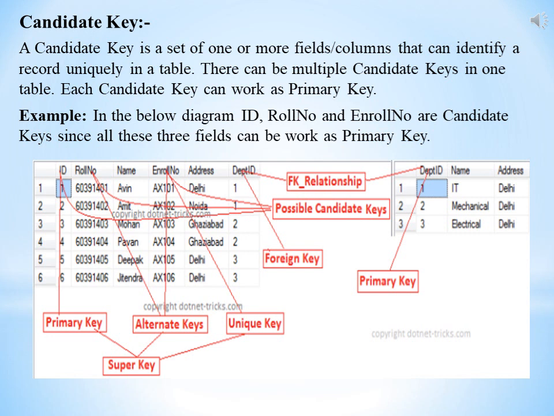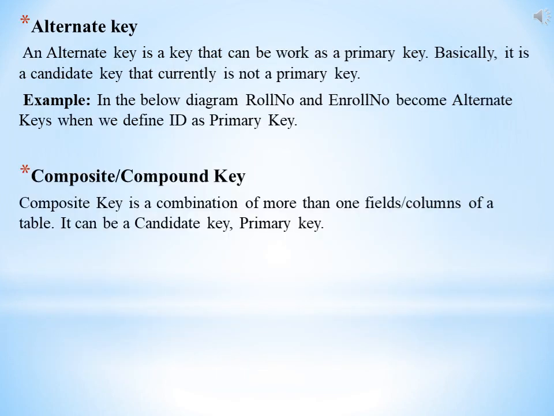So enrollment number, roll number, and next is the alternate key. An alternate key is a key that can work as a primary key. Basically, it is a candidate key that currently is not a primary key. For example, the roll number and enrollment number become alternate keys when we define ID as a primary key.